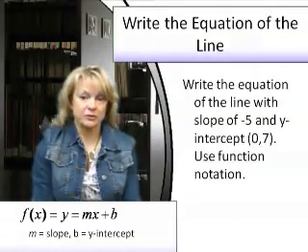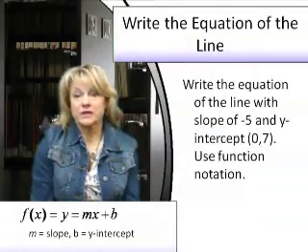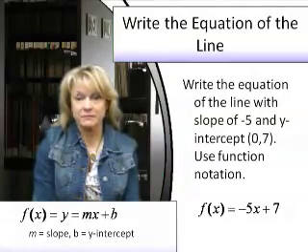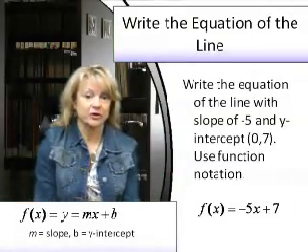Here, we are given the slope and the y-intercept. We simply substitute -5 for m, 7 for b, and we have our equation.